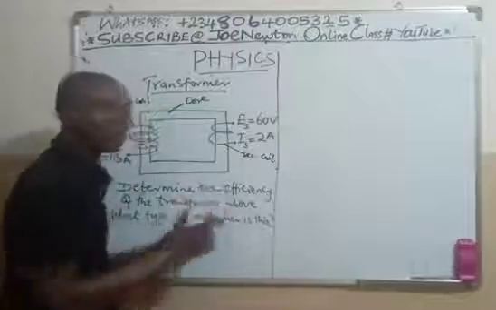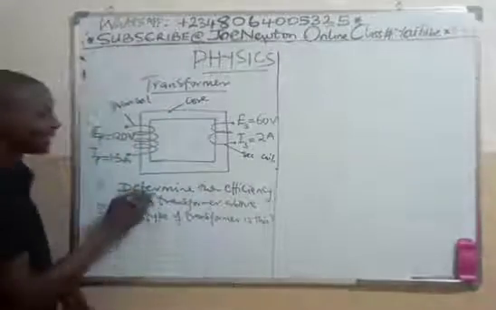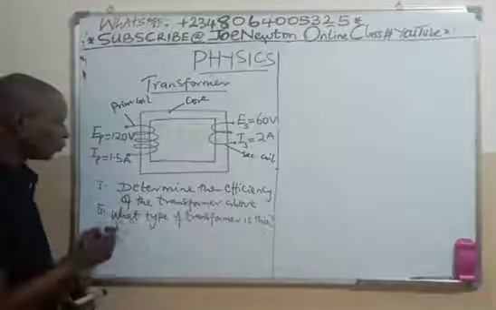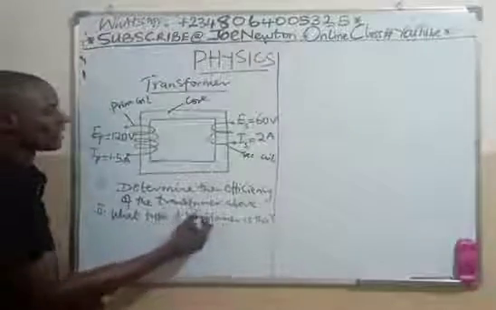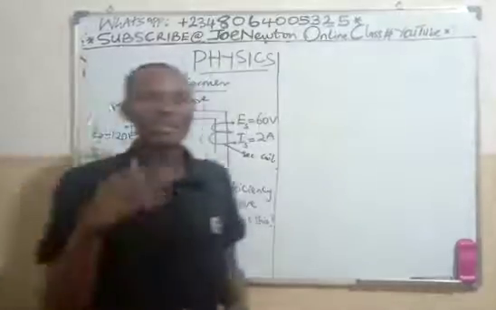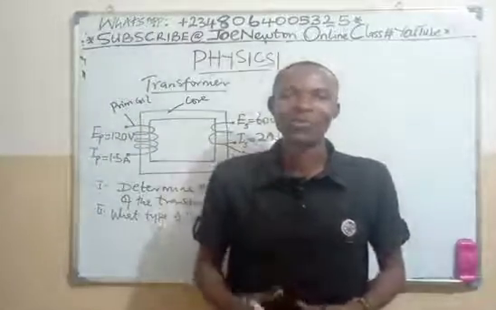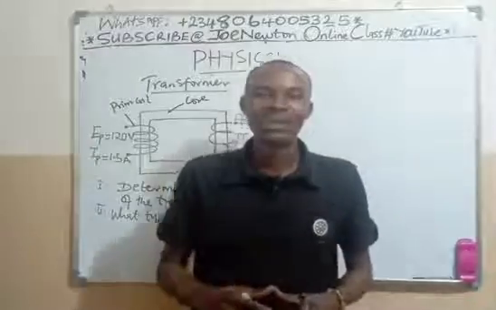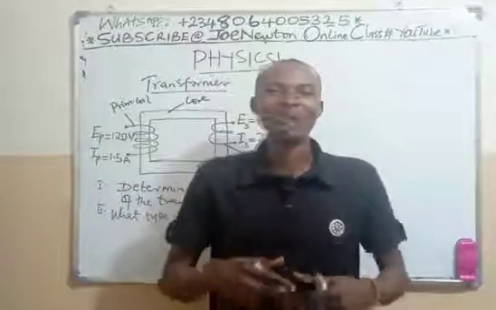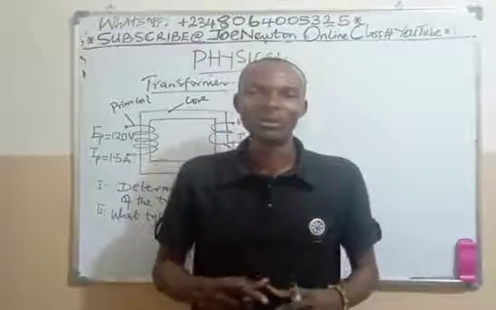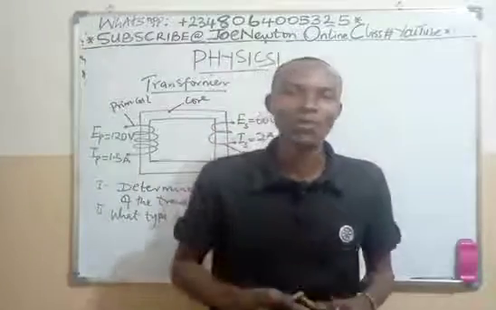So we are now asked by the question, one, to determine the efficiency of the transformer. Then number two, we are asked what type of transformer this is. Of course, we have step up and step down transformers. So when we look at the information given and the analysis, we'll be able to deduce whether it is a step up transformer or a step down transformer, stating why it is so.